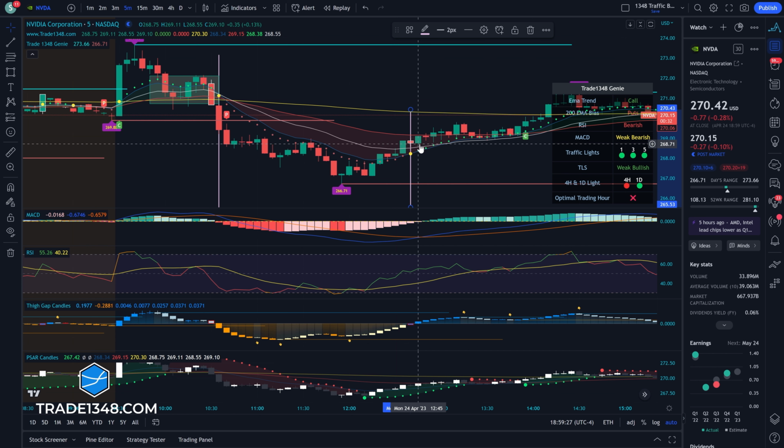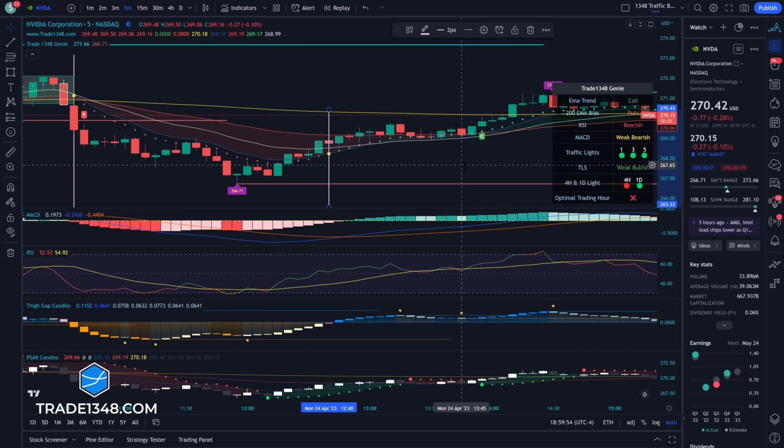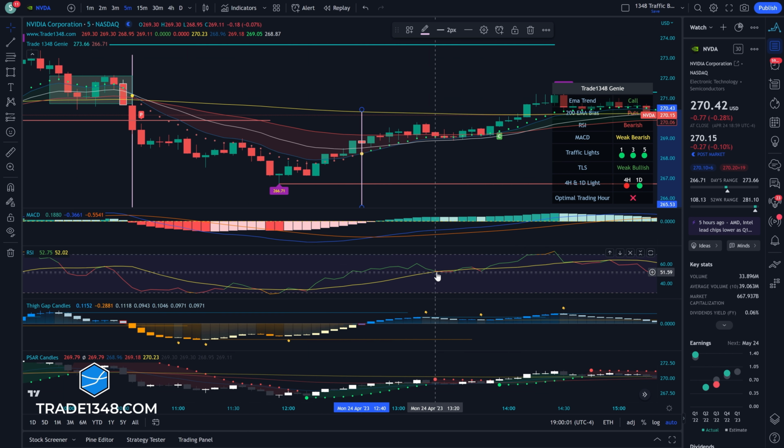But what we're able to guesstimate here is a potential cross of the MACD, which is going to happen within these two candles here. You have thigh gap already printing blue, which is bullish. You have your SAR already printing green. You have your RSI also green already and above its moving average. So this would validate this trade as a scalp until it's no longer valid.